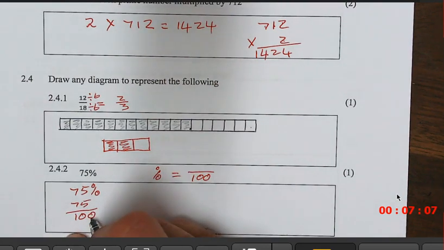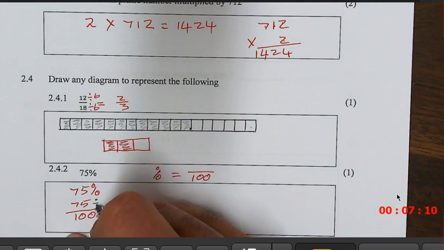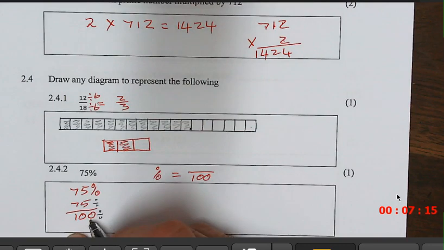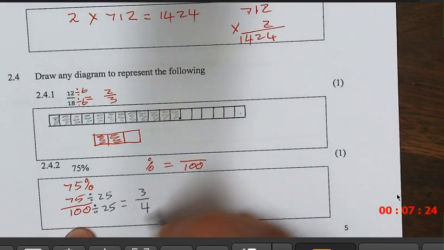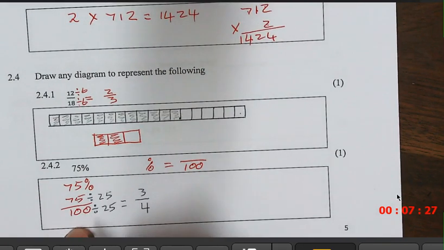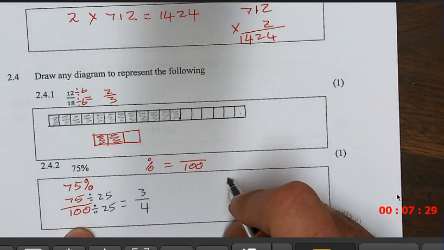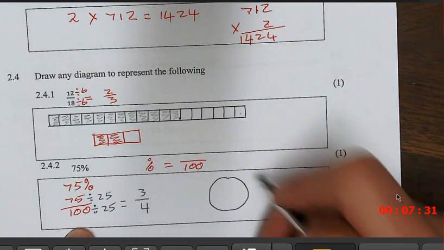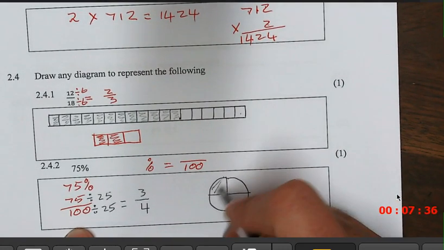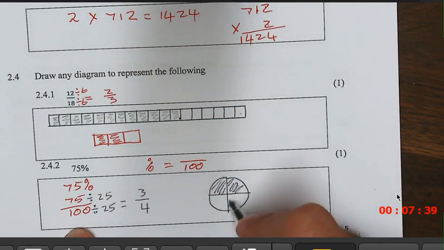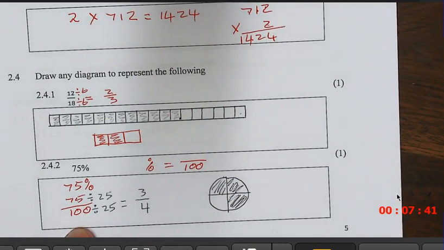Okay, what can I divide top and bottom? Some might say divide by 5. It's not wrong. I can divide both by 5, but if we think a little bit bigger, I can divide by 25, and that will give me 3/4. It's much easier to draw a diagram with 3/4 than 75 hundredths. I believe you agree with that. Okay, let's use a circle this time. So I divide the circle into quarters, and then I color 3 of the 4. That shows me 3/4.